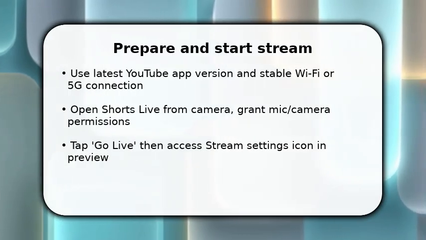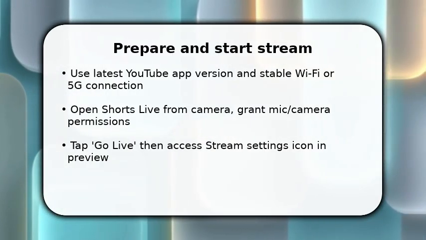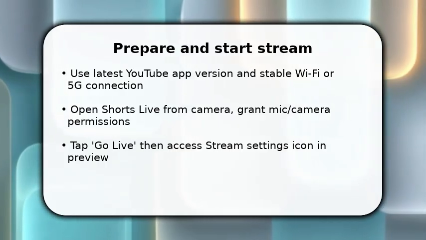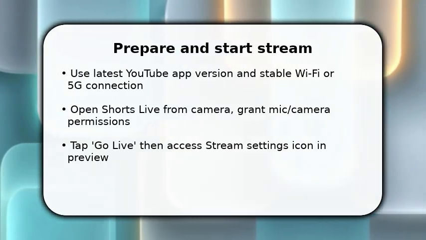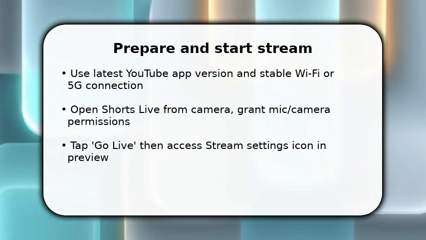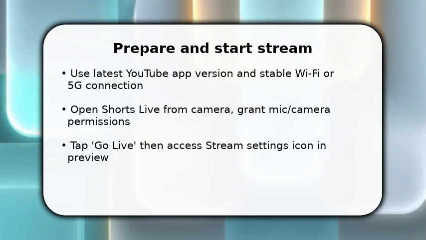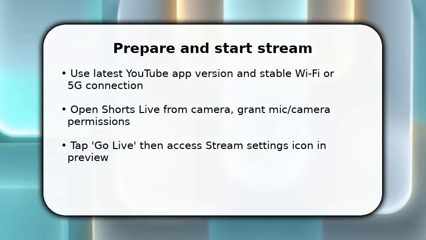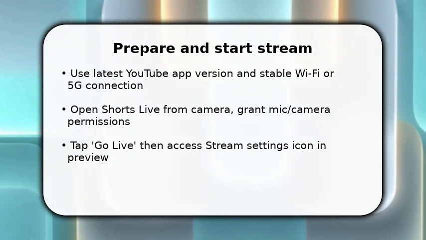Next, you hit Go Live and immediately tap the small settings or gear icon in the preview. This is your gateway to bitrate and resolution choices. Make these first adjustments before you're fully live, so YouTube can allocate encoding resources based on your selection.